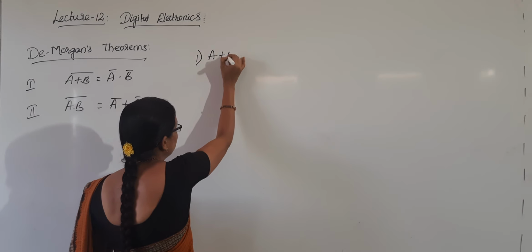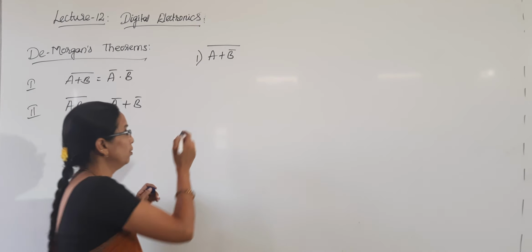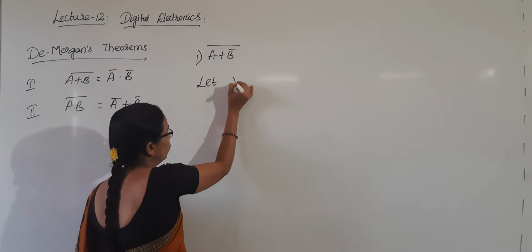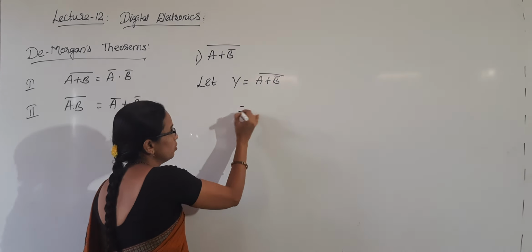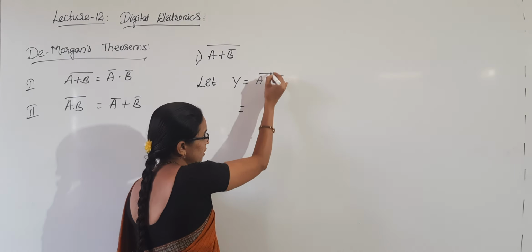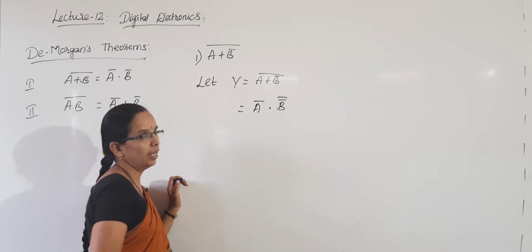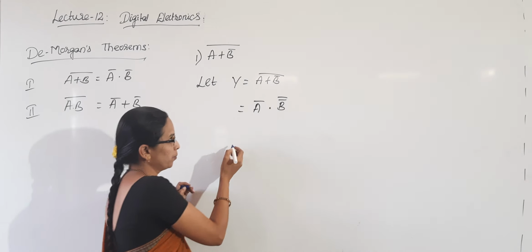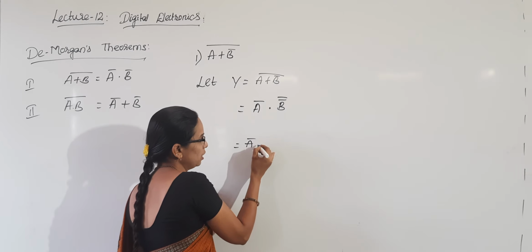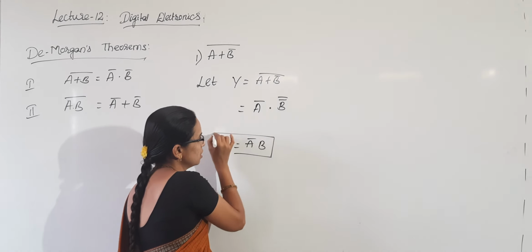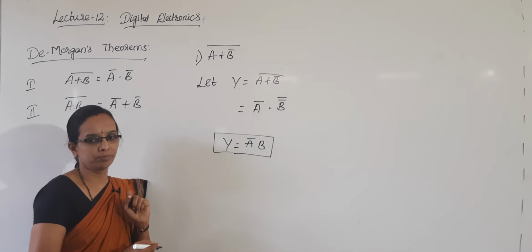That is (a plus b bar) whole bar. I will take let y is equal to (a plus b bar) whole bar. This will be simplified as, I will split this bar, so that will be a bar into b double bar. A bar, b double bar will be b. So, a bar b is the simplified version of the given problem.